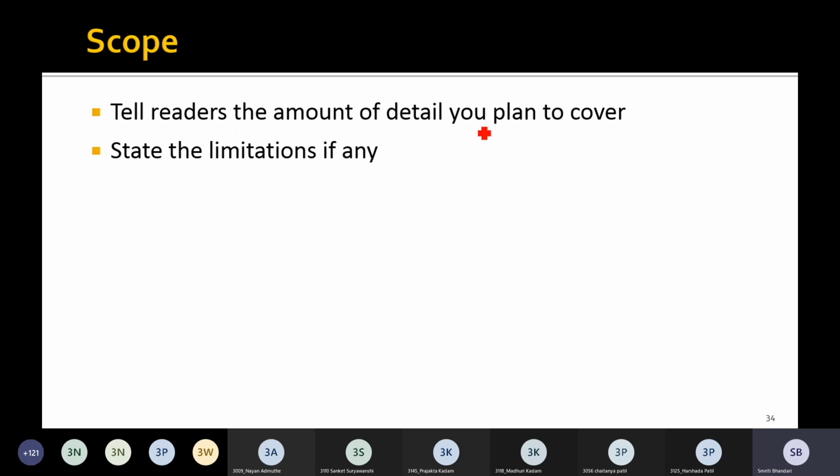So scope actually tells the readers the amount of detail you plan to cover. Scope is what you are going to include and what you are not going to address. So it tells the readers the amount of detail that you are planning to cover under this project, right? If you have any limitations while building the project, you are supposed to state those limitations as well.